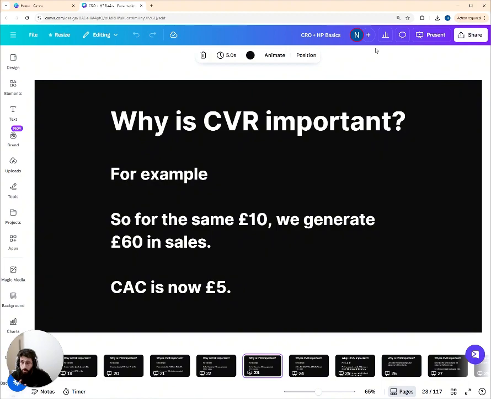CAC now reduces to £5 because we spent £10 to get one customer before, but now we spend £10 to get two customers, which means that we're spending half the amount per customer. So our cost to acquire a client reduces.